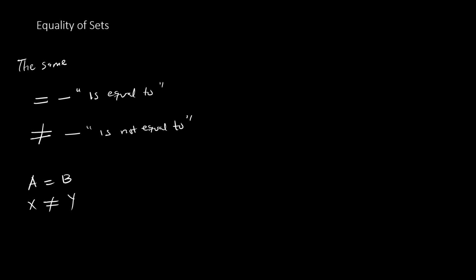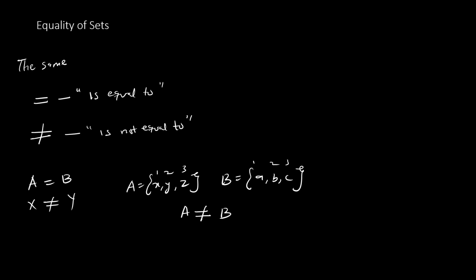If you have a set A which equals X, Y, and Z, and you have set B which equals A, B, and C, from here we can see that even though set A has 3 elements, 1, 2, 3, and set B also has 1, 2, 3, the elements are not the same. We have X, Y, and Z here, but here we have A, B, and C. We can see that set A is not equal to set B.